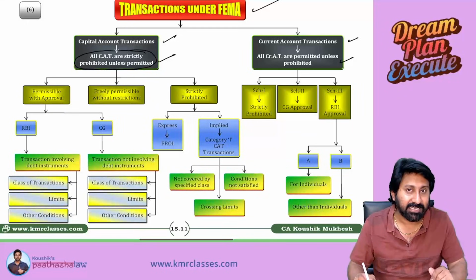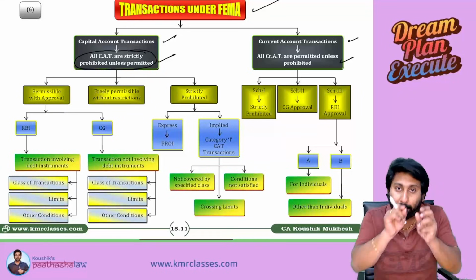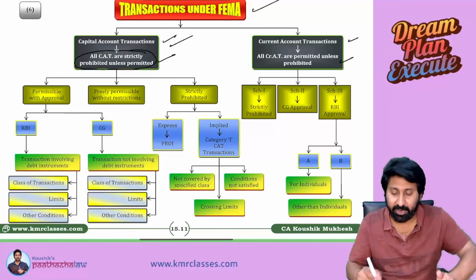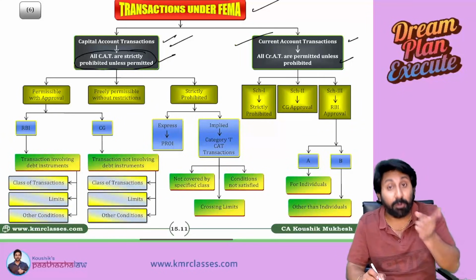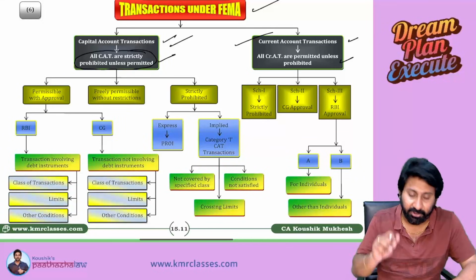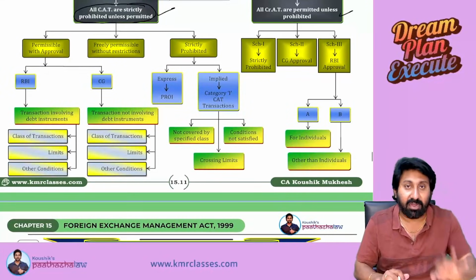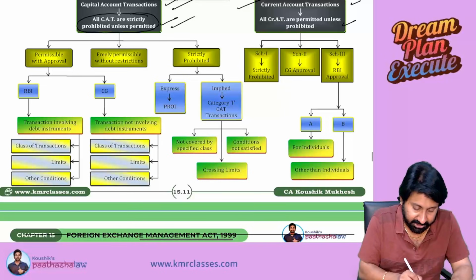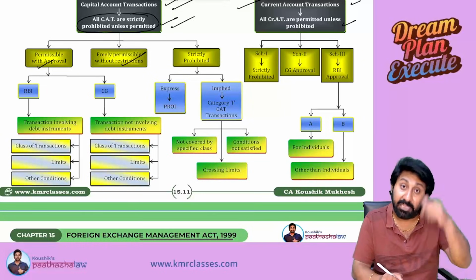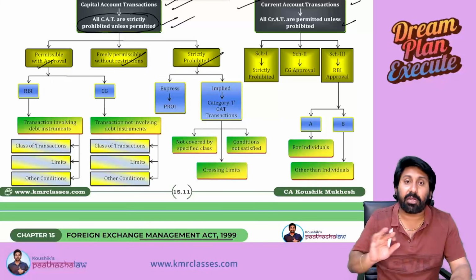From this, what you have to understand? Here, list of permitted will be given. Anything not in the permitted, it is prohibited. Here, list of prohibition will be given. Anything other than prohibition is permitted. So like that you need to understand. So there are three kinds of capital account transaction: permissible with approval, freely permissible even without restriction, strictly prohibited.